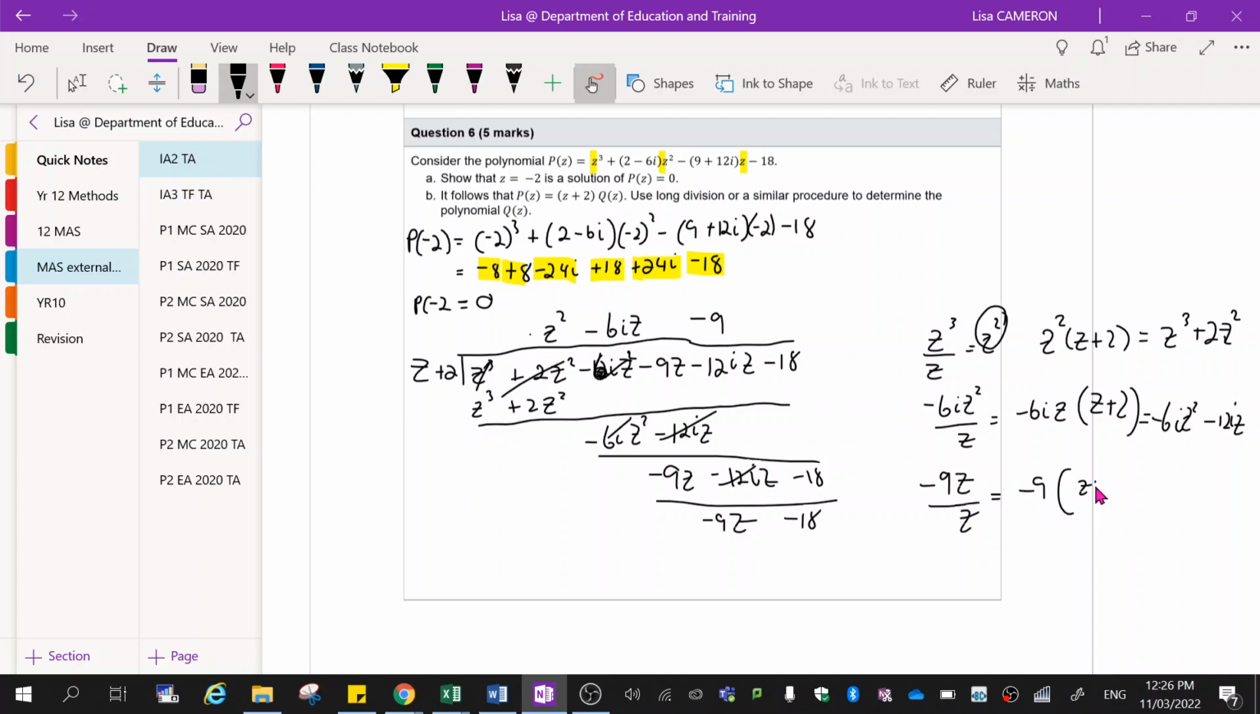So now we're going to work out what would be subtracted away if we took that. So minus 9z minus 18, so minus 9z minus 18. And when we subtract that from the original, we'll end up with 0, meaning that q(z) is equal to z squared minus 6iz minus 9. Now, you'll see it's really important to be nice and neat with that one. Otherwise, you might start getting confused with your own working out.